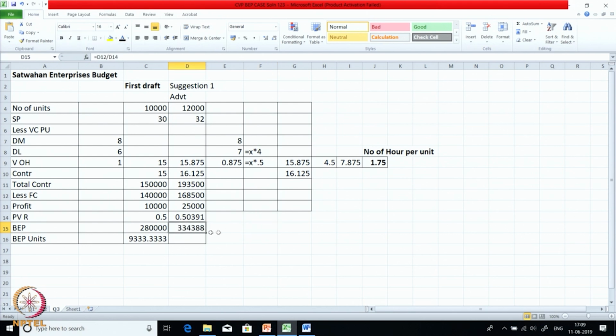Actually, the new BEP has gone up. Is it a good sign? Actually, not so much of a good sign, because the company has committed new fixed costs. That is why their BEP has slightly increased, and BEP in terms of units has also increased. So it is a slightly risky proposal. The company will have to take a little more risk to ensure that they are able to improve their profitability. I hope you are getting it.